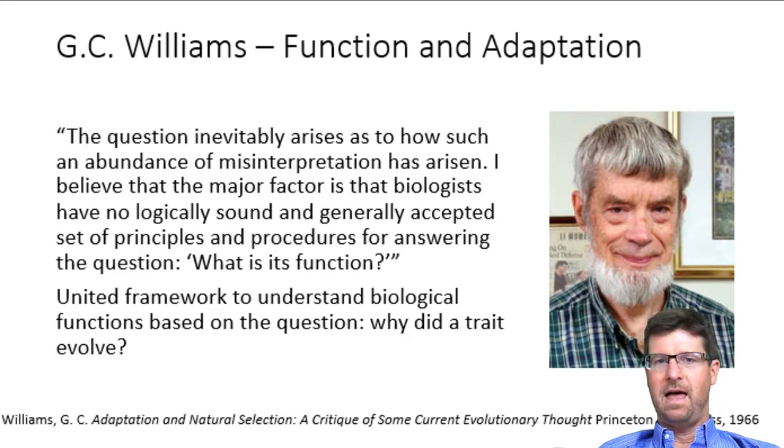He wrote that in biology, the question inevitably arises as to how such an abundance of misinterpretation has arisen about function and adaptation, where we just don't understand the nature of things. And he says that he believes the major factor is that biologists have no logically sound and generally accepted set of principles and procedures for answering the question, what is its function? And this is when we look at a trait. The trait could be high blood sugar, or fever, or a peacock's tail. You know, we can just think in biology of a variety of different examples.